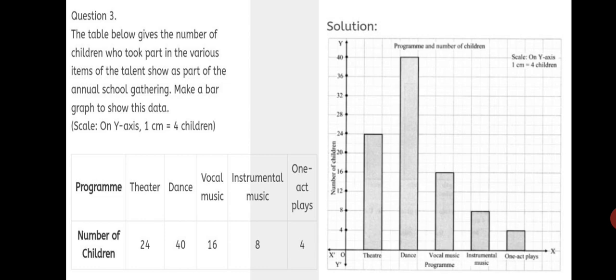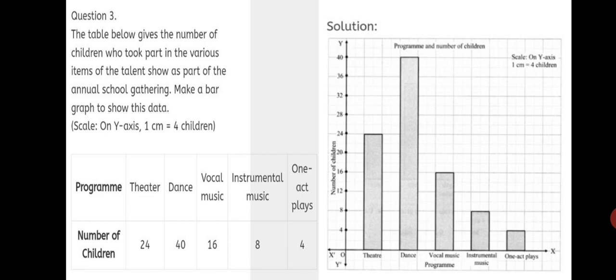Let's see the graph now. The x axis is drawn and the y axis is drawn, and the point of intersection is 0. So we have completed our second step. Now moving on to the third step. What we do in the third step is we write what is supposed to be written on the x-axis. That is the program. So theater, dance, vocal music, instrumental music and one-act plays are mentioned.